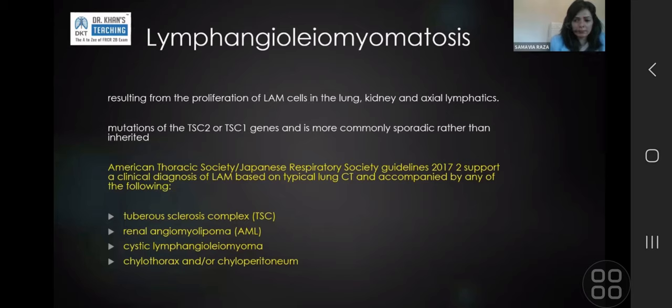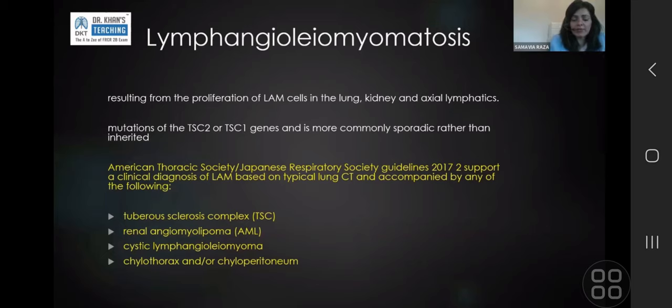LAM is a progressive disease. It is a disease with no cure, the only cure being transplant. It is not an indolent disease. You can't really call somebody LAM and then expect them to do okay. They will inevitably progress if they were actually LAM, and they will end up with end-stage disease when all of the lung parenchyma will get replaced with cysts, and there will be nothing to aerate the lung, and transplant will be the only thing left.